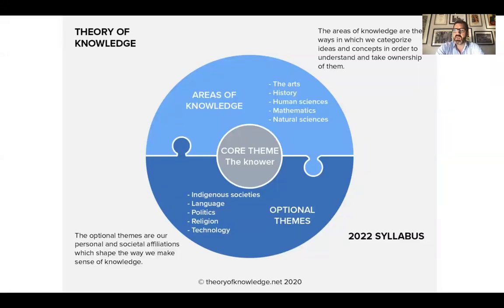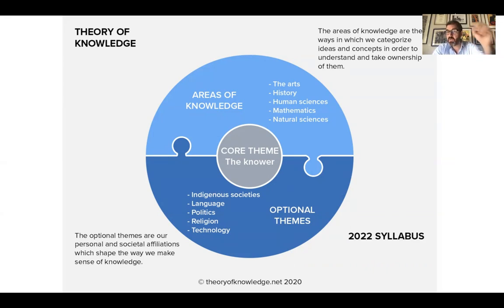In the middle of the diagram, you can see kind of us, the knower. The core theme is called knowledge and the knower. So that is really the result of the areas of knowledge and the optional themes, but it's kind of a two-way process, of course. So the diagram is intended to be interpreted in lots of different ways. So I give this to my students, and they try and offer alternative visions of what the course is and what the relationship is between the different elements. But that is the course.